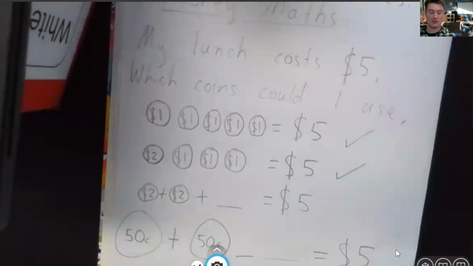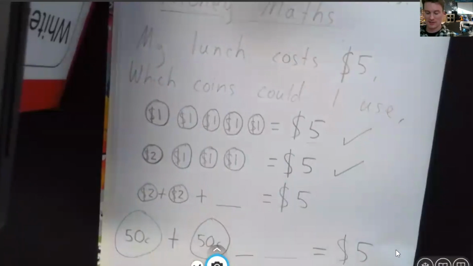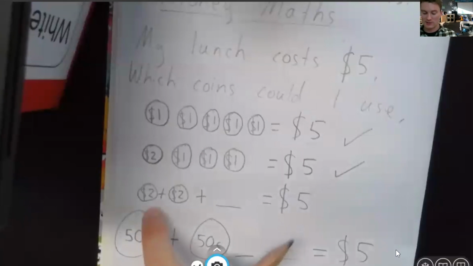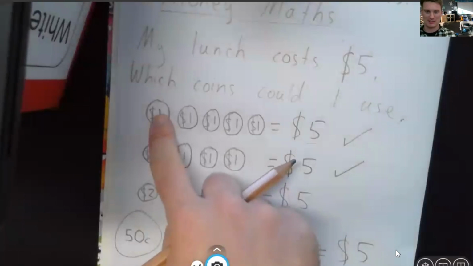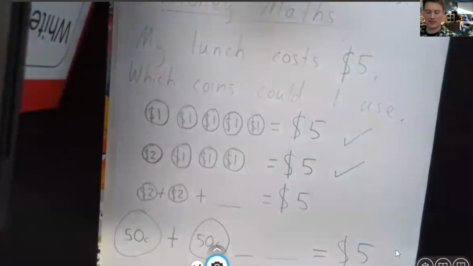Next, what you could do is you could try this activity with maybe 20-cent coins, or with a mixture of 50-cent coins, $2 coins, and $1 coins. So try a few different examples. On this other page, I'm going to show you a few more ideas.